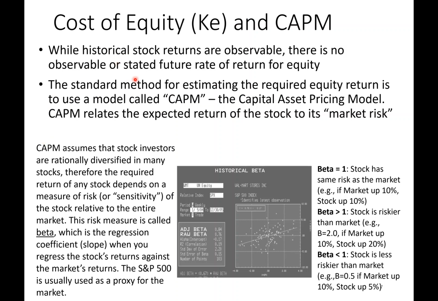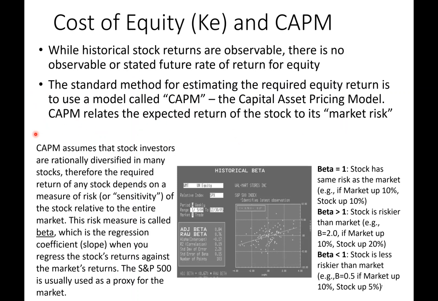While historical stock returns are observable, there's no observable or stated future rate of return for equity, and that's what makes it so difficult to calculate the cost of equity, the required return that the owners of the firm demand. Now, the standard model for estimating the required equity return is the CAPM, the Capital Asset Pricing Model. CAPM relates the expected return of a stock to its market risk.